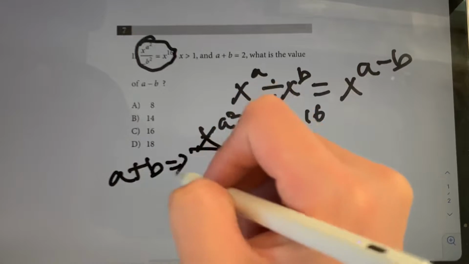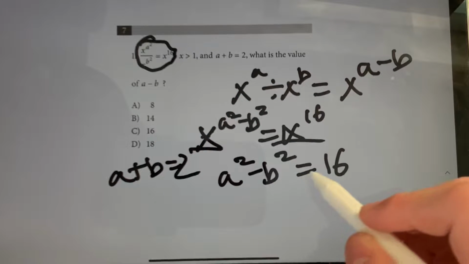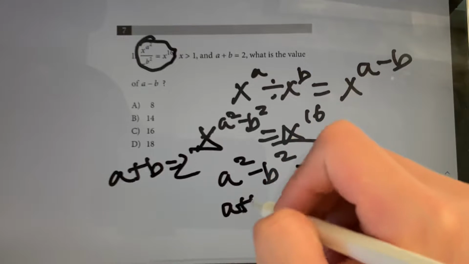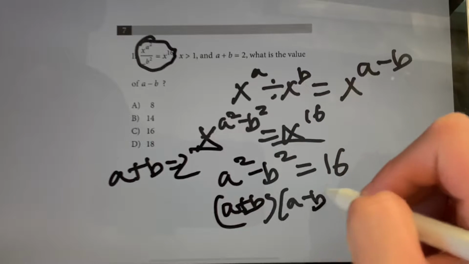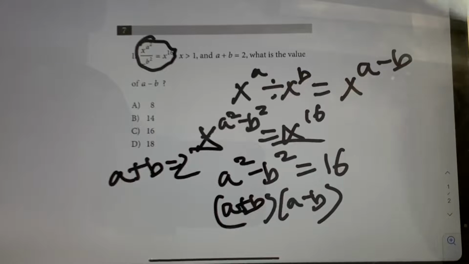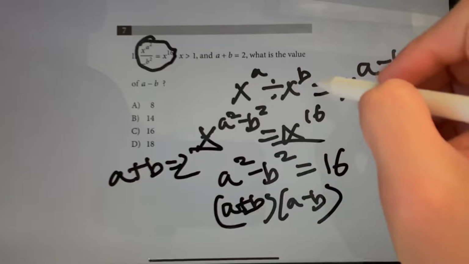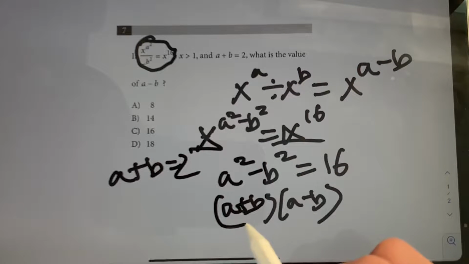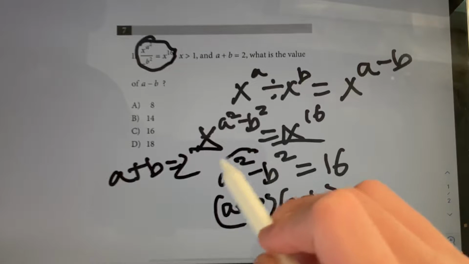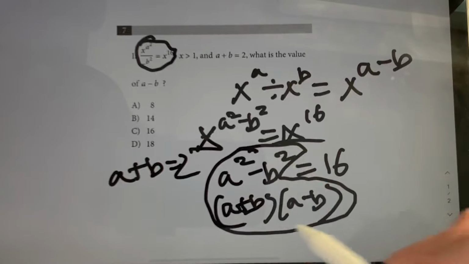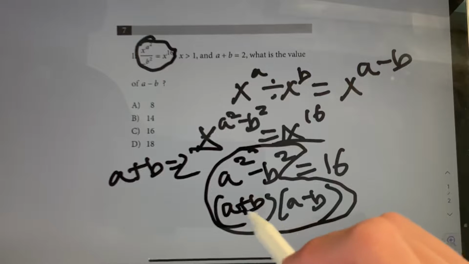Now, we know that a plus b is equal to 2, so we don't really have to do anything with that. But we could factor a squared minus b squared. What is that equal to? That's equal to a plus b times a minus b. So these are 2 special properties you need to know. First is the exponent rules, which is this, and also your difference of squares. a squared minus b squared is equal to a plus b times a minus b. So this is equal to 16.